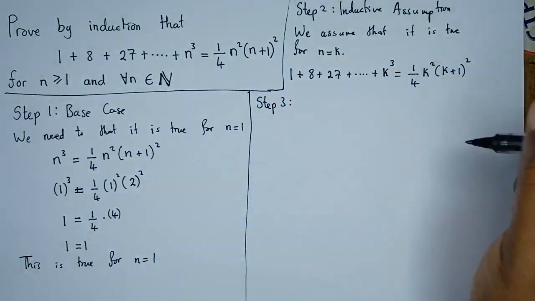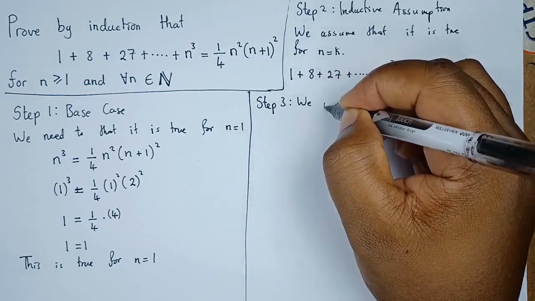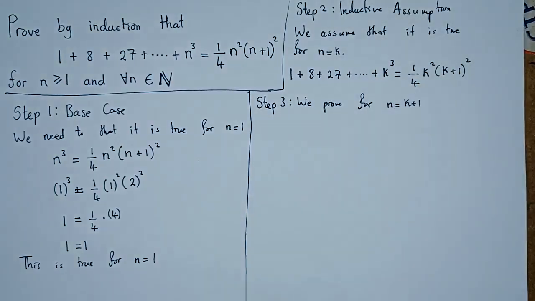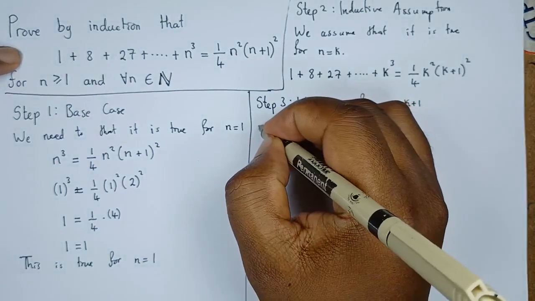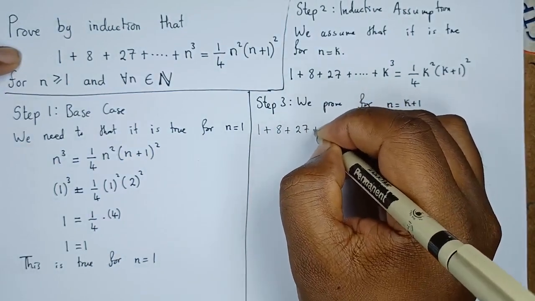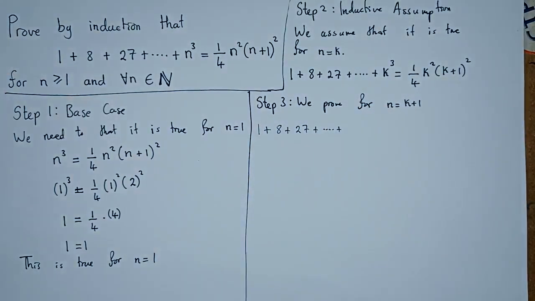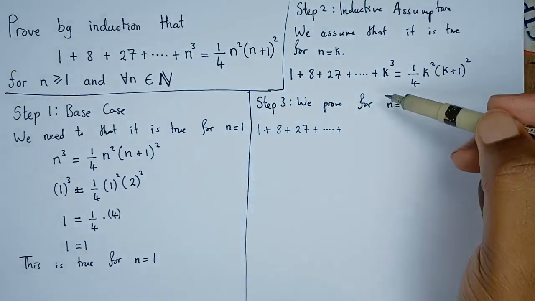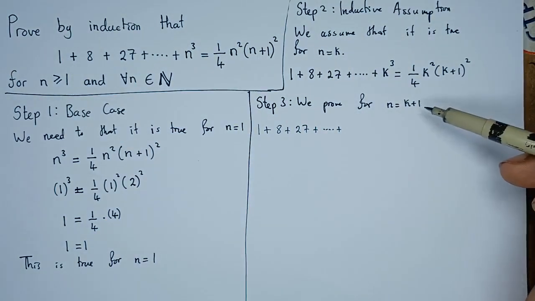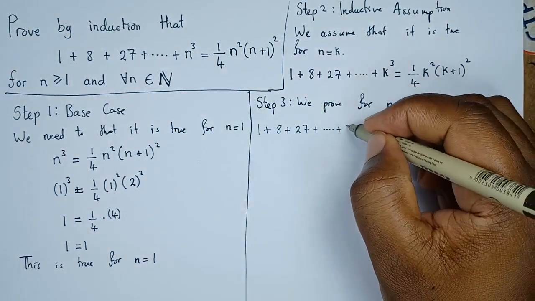Step 3. For step 3, we prove for n is equal to k plus 1. How do we do this? From the original statement, we have 1 plus 8 plus 27 plus dots plus. Now, this is where most people make a mistake. Where there's n, don't replace it with k plus 1 first. What you do is, where there's n, replace it with k.